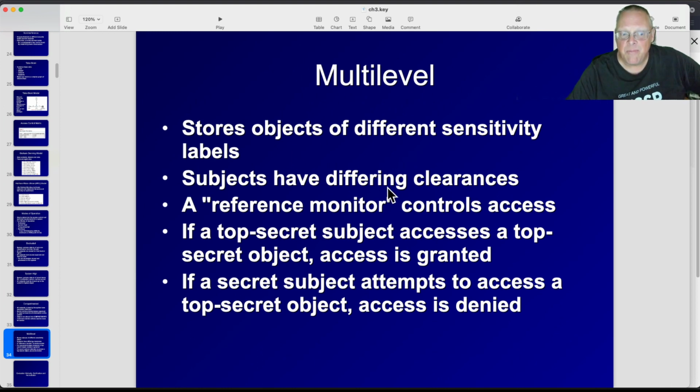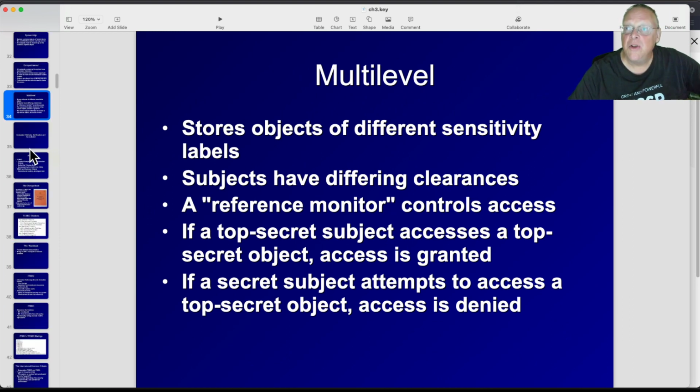You have multiple people logging in with different clearances, and you have to have software to limit what they do, and that is called the reference monitor. The reference monitor figures out who you are and figures out what you're cleared to see and doesn't let you see the other stuff. So if a top secret person logs in, it figures out that you are cleared to see the top secret stuff, but if a secret person logs in, it says you're not cleared to see the top secret stuff. That's the multi-level system. One computer with multiple levels of people and multiple levels of information.